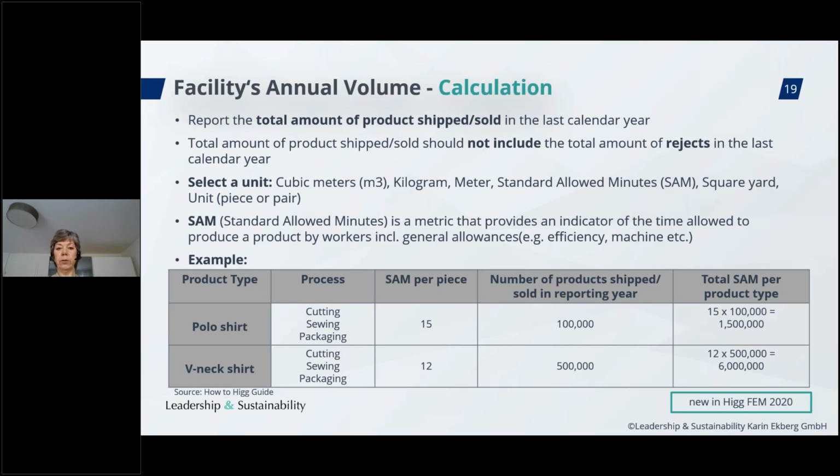But this is a good number because if you have many different product types in your factory, and the volumes fluctuate year by year. So one year perhaps you have lots of polo shirts, another year you have lots of V-neck shirts, and obviously if you normalize just with the number of products produced, then it will be difficult to compare year by year if you have such fluctuations in the types of products. And with the SAM, this should stay more constant.